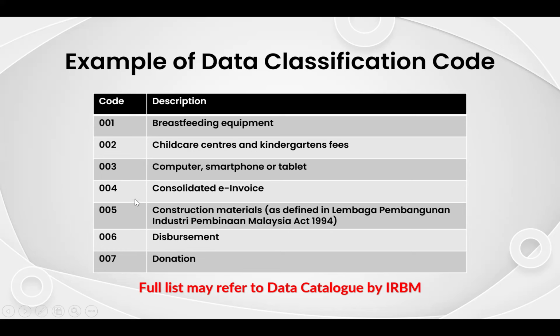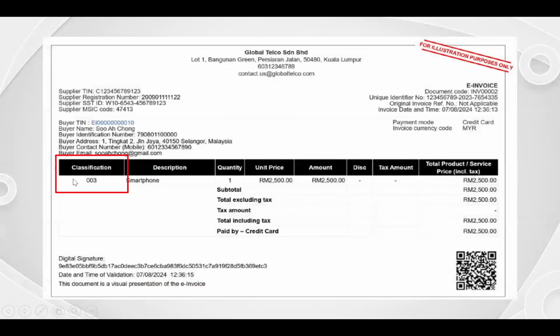So there are actually 40 items currently coded. But they are going to expand more because more and more industries are involved in the guideline. So you can get the updates from the IRB portal. Okay. So these are the codes that must be indicated in the e-invoice. Example, 003 is smartphone. If you are selling a smartphone, iPhone or Samsung or whatever smartphone, the classification is 003.